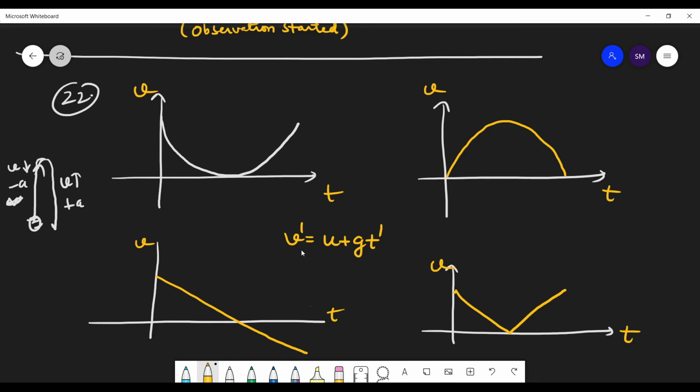And the second thing is, this is your y-intercept. So it means these are non-linear graphs. So these two cannot be the answers, because the relation between V and T is linear, right? So it means one of these two graphs will be the answer. Now tell me which one will be the answer.